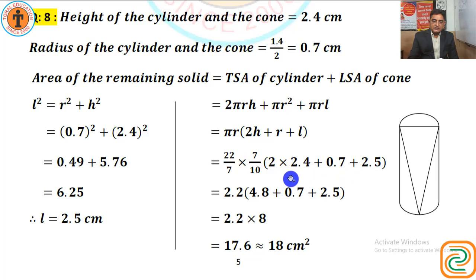Right? Here 2 into 2.4 is 4.8, and 7 cut off, it is 2.2, and we have got here 8. 8 into 2.2 is 17.6. But we are asked to find the area to the nearest centimeter square. Then 17.6 is nearest to 18. So we have found out here 18 centimeter square.